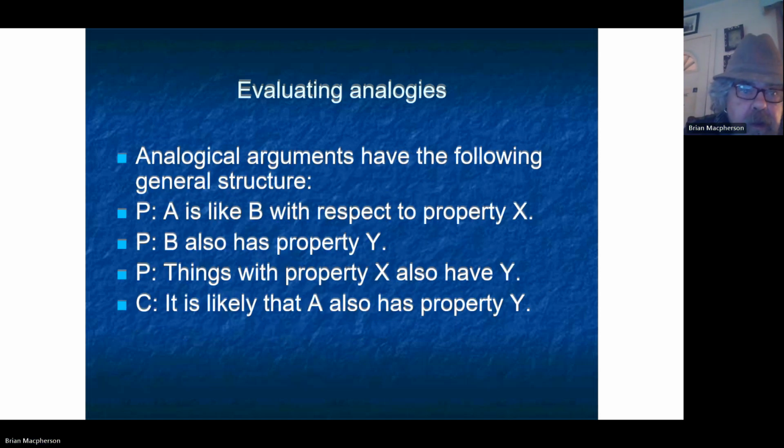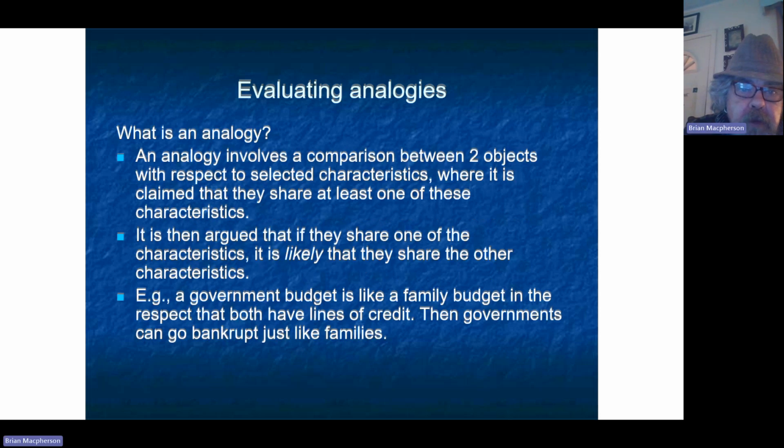Well, it appears actually to be a pretty good analogy, isn't it? Before we get into the formal criteria, if we're just judging it off the cuff, it looks like a pretty good analogy. Of course, governments like families have lines of credit. The government of Canada generally operates within a deficit. It's always borrowing money from other countries. So they have a certain line of credit, sometimes known as a debt ceiling. And families have lines of credit, right?